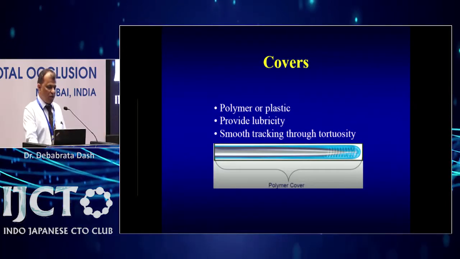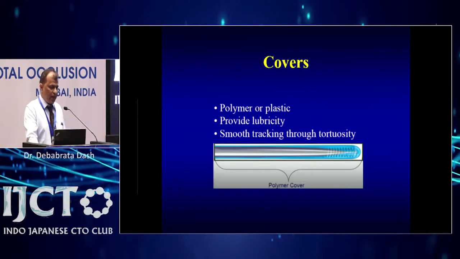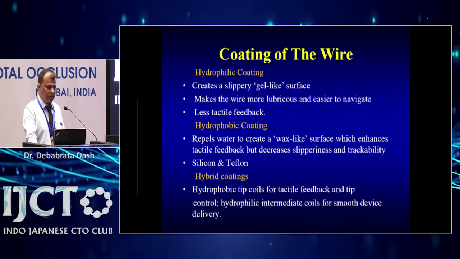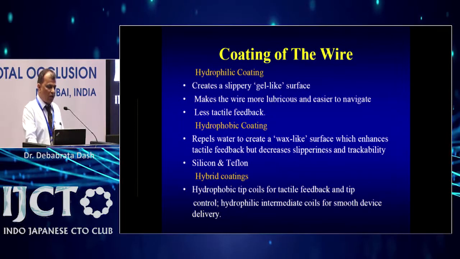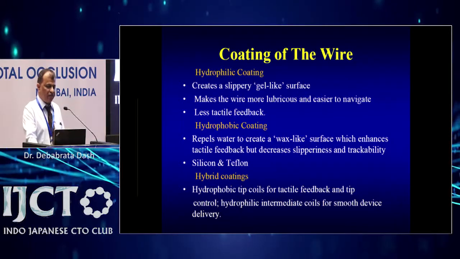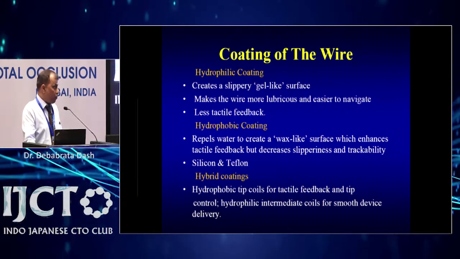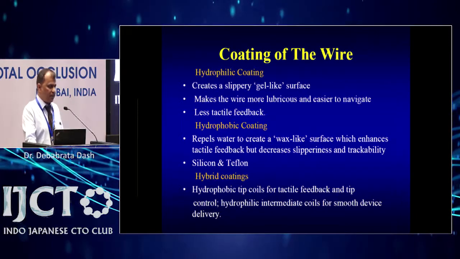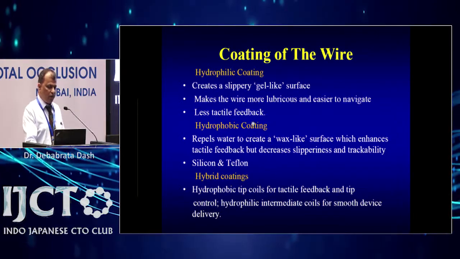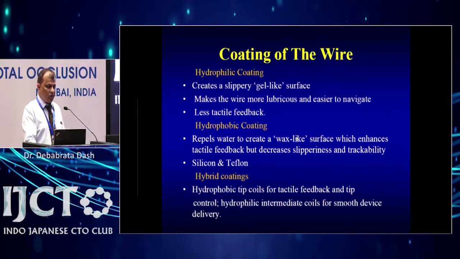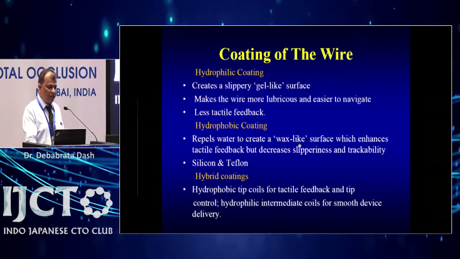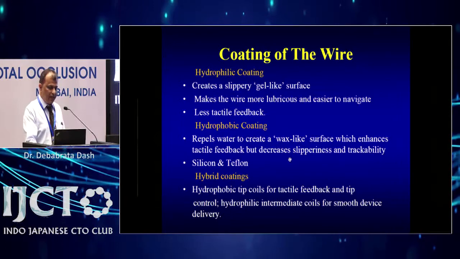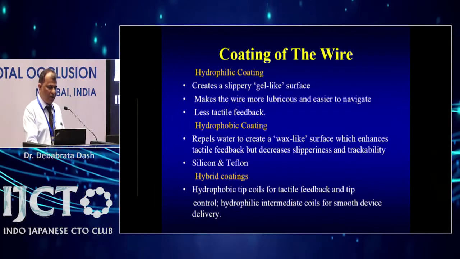The covers are polymers, providing lubricity, helping in smooth tracking through tortuosity. The coating: hydrophilic coating creates a slippery gel-like surface. The wire becomes more lubricious for better navigation but has less tactile feedback. However, hydrophobic coating creates a wax-like surface. The tactile feedback is better when trackability is less. This is silicone and Teflon.